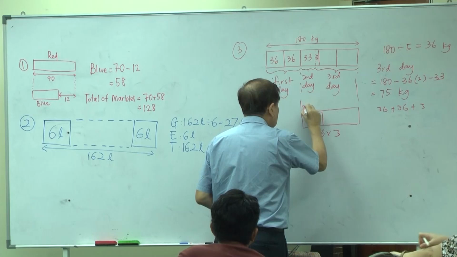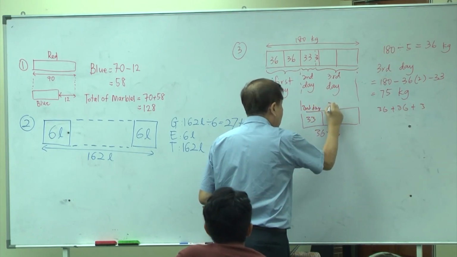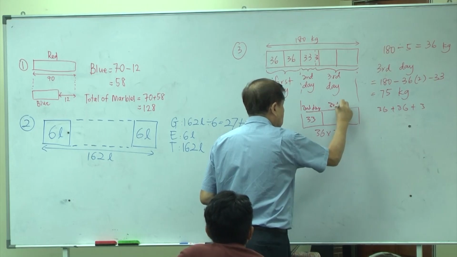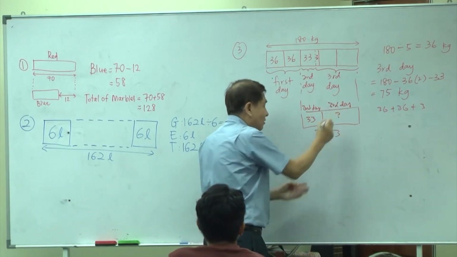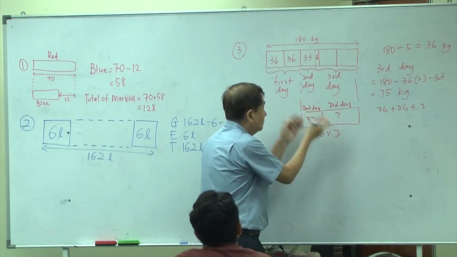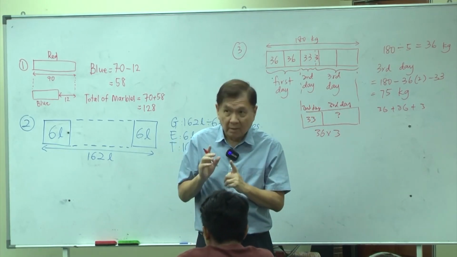This is the second day, correct? So this must be the third day, correct or not? So the third day, quite easy to find already, am I right? I can take this minus 33, I get my answers. Am I right to say that?